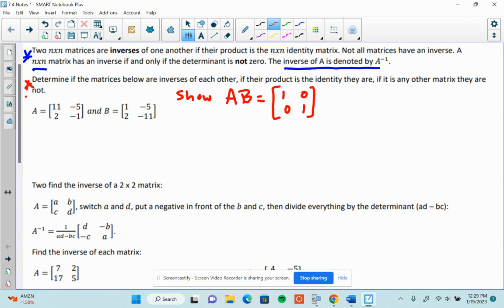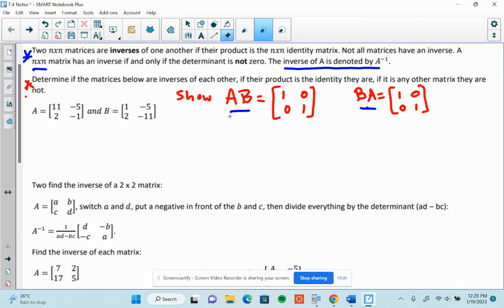Now, if your teacher wants you to show the other order, that's up to them. But really, if the product in one order is the identity, then the product in the other order is also the identity. Remember, usually when we switch the order of multiplication, A times B and B times A are not going to be the same. But if they multiply together to create the identity in one order, it will be the identity in the other order. So I'm just going to check that A times B is the identity. I'm going to write out all the steps here.